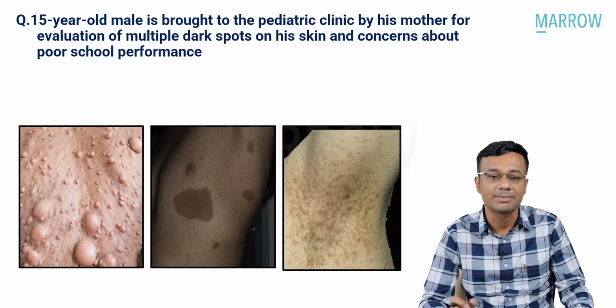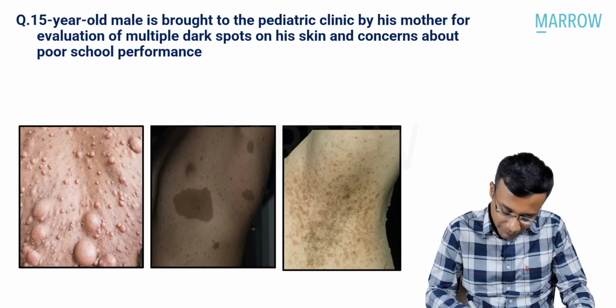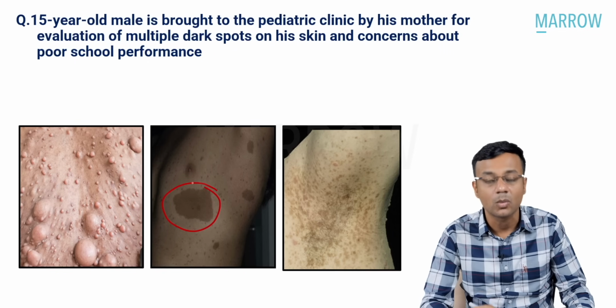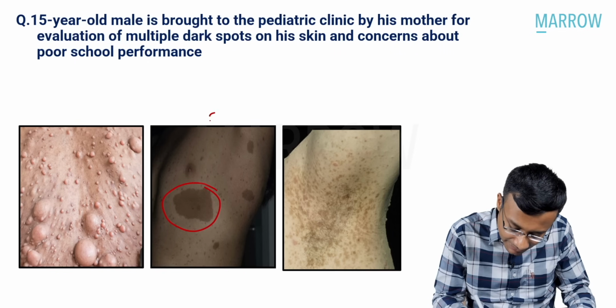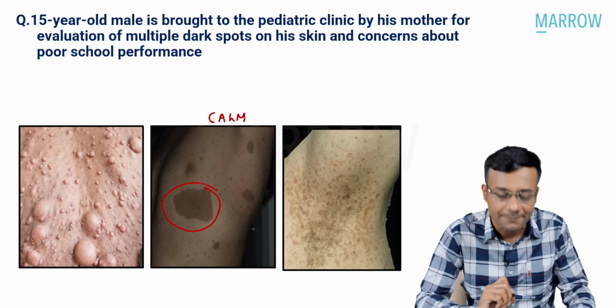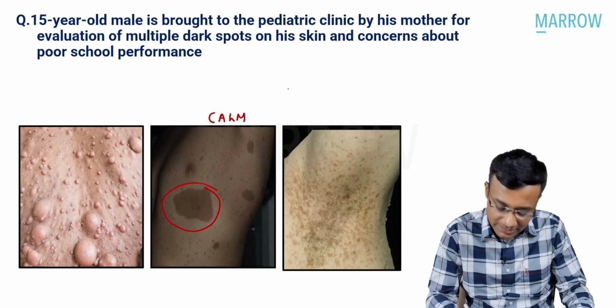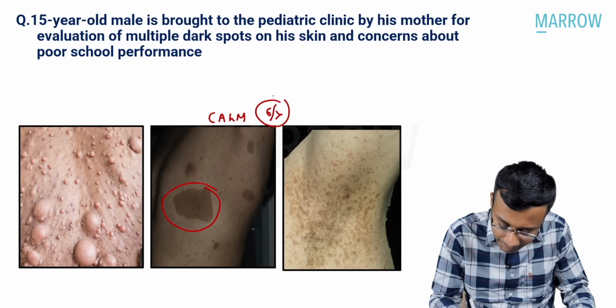A 15-year-old male is brought to the pediatric clinic for the evaluation of multiple dark spots on the skin. So when you look at the dark spots on the skin, what are these lesions? These lesions are called café-au-lait macules. For the diagnosis, 6 or more should be there in number.